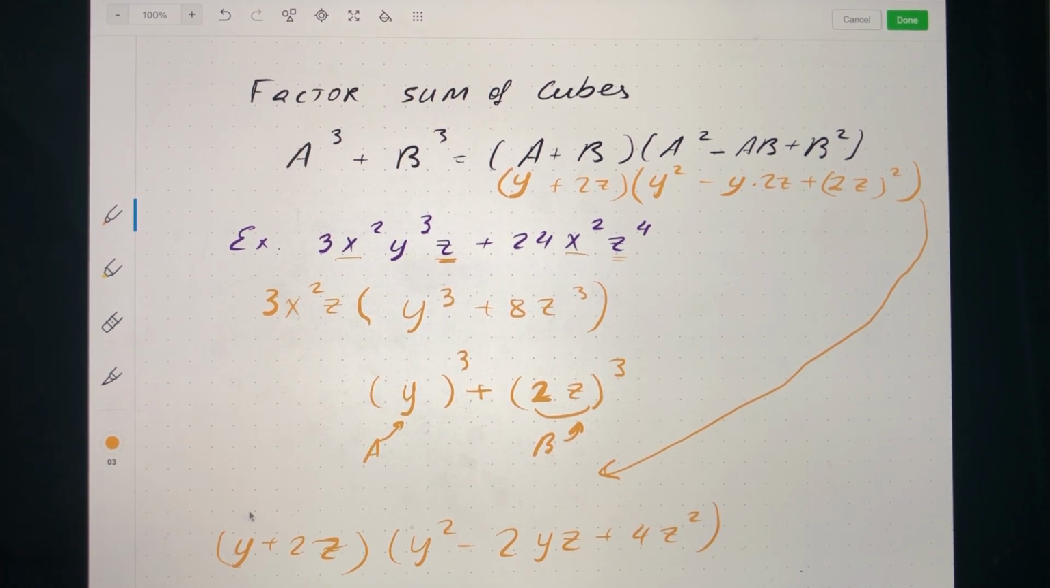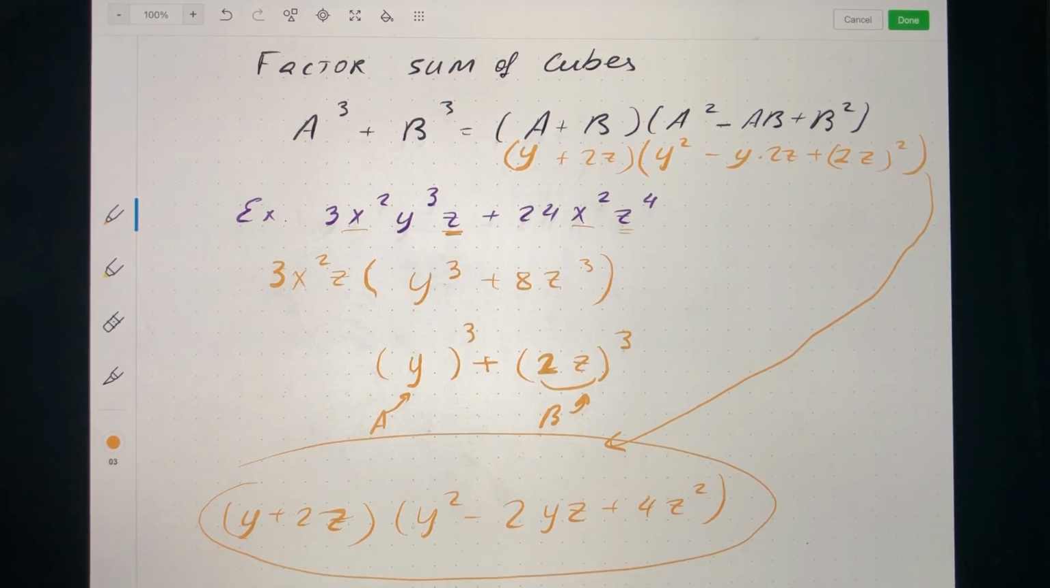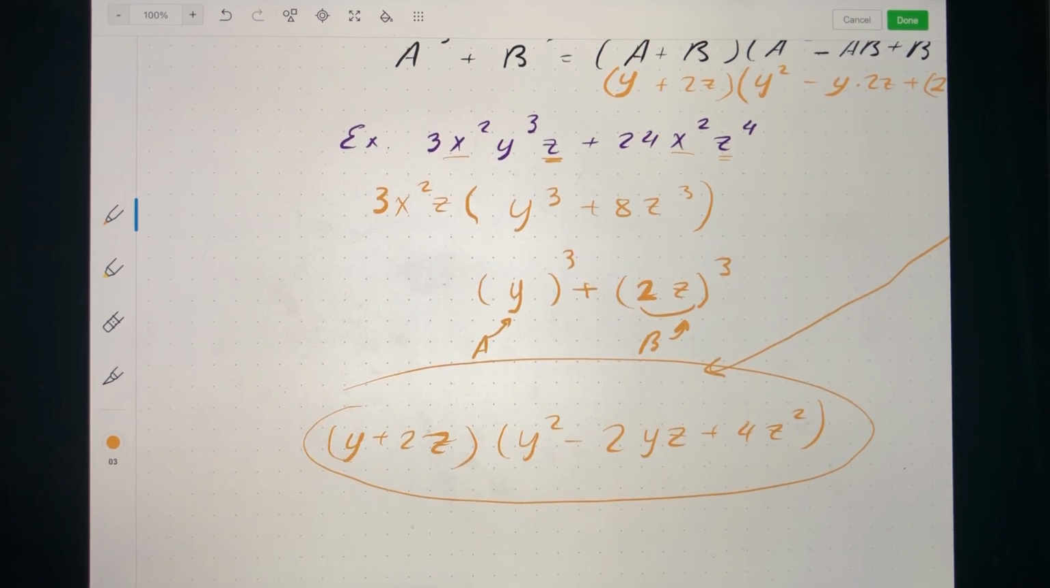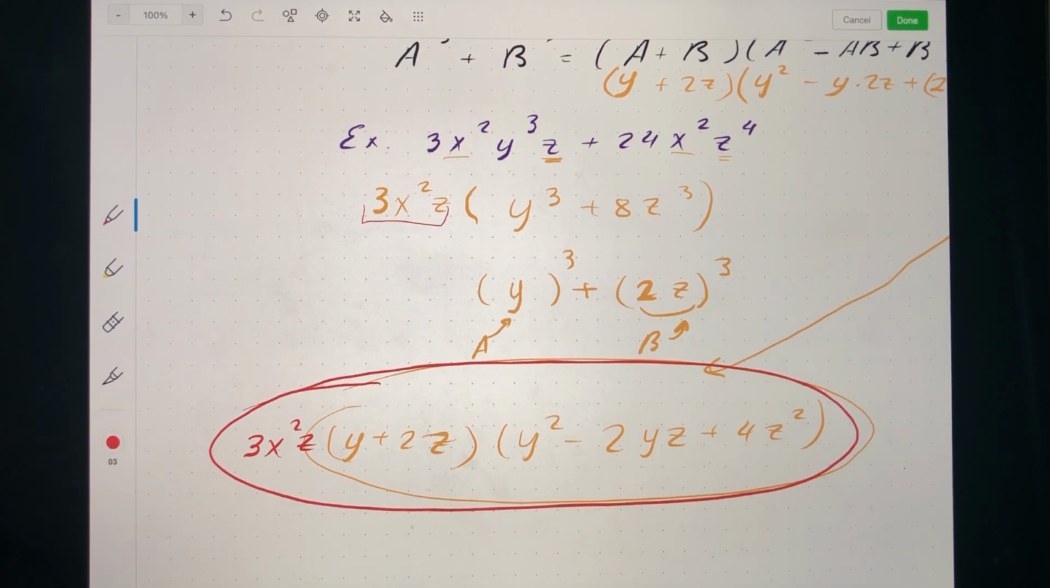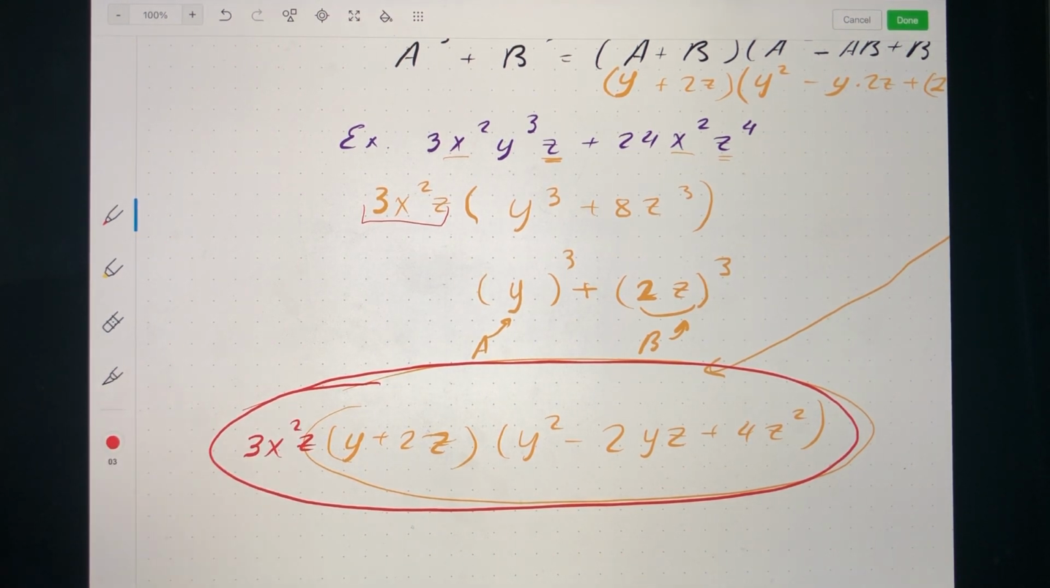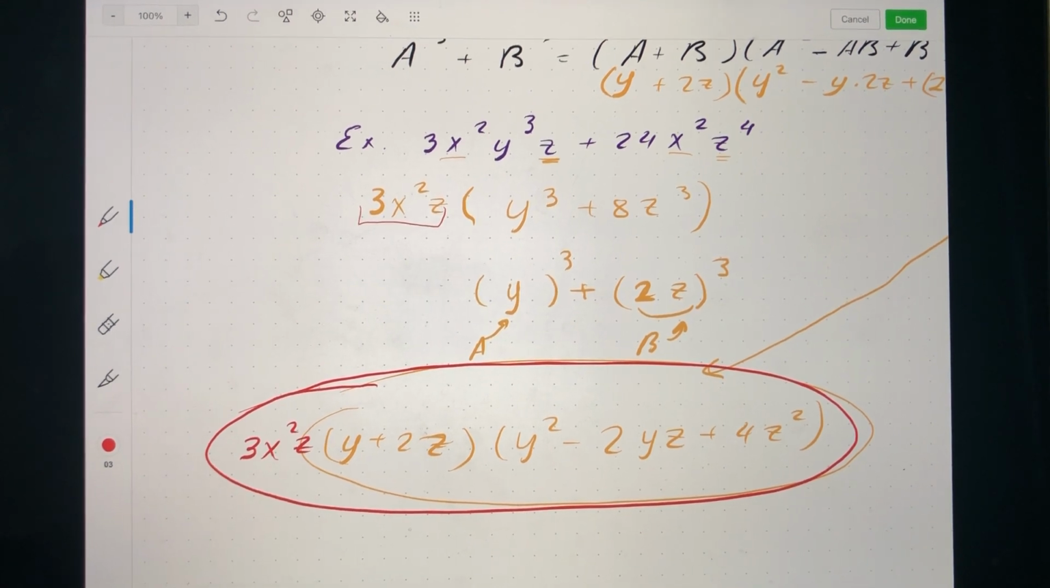So this is the completely factored version of our example, except there is a very common thing that I just didn't do. Always remember to add what you factored out on the outside. So that also needs 3x squared z. So the complete answer is all of the factoring with the 3x squared z on the outside. And that's all there is for factoring this cubic.